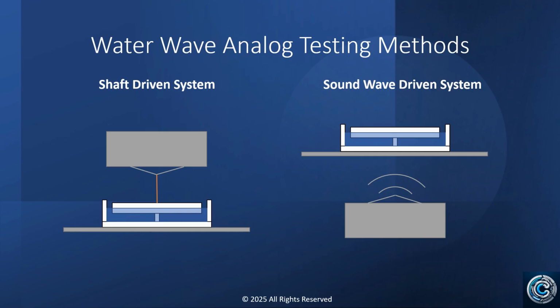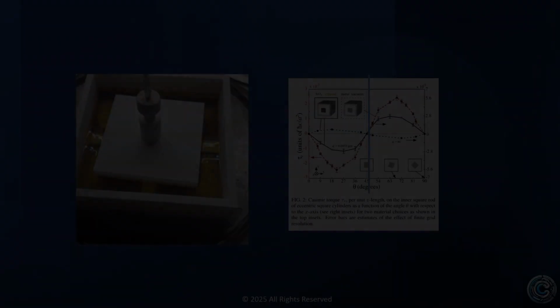For the first method, a speaker-driven shaft moves the rotor vertically, generating surface waves. For the second method, a speaker placed beneath the liquid tank generated waves through acoustic vibration. Both methods produced consistent results.